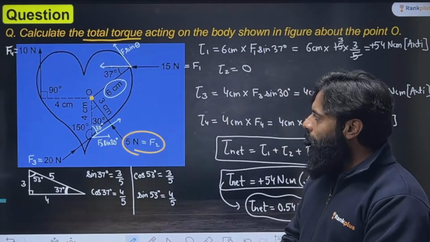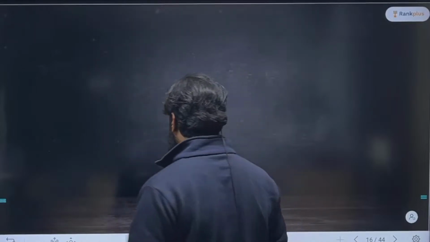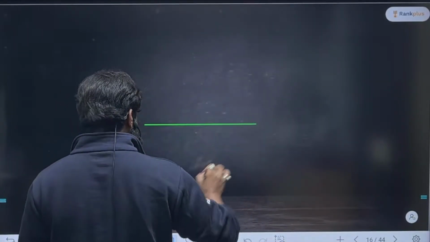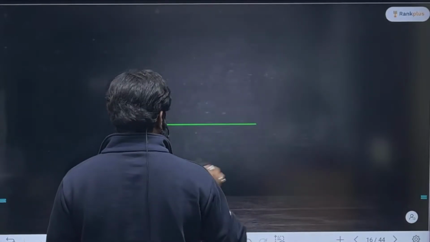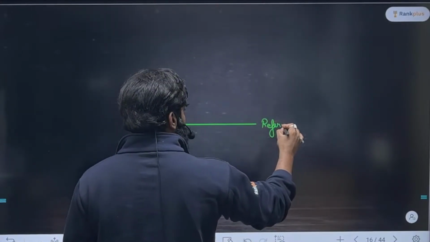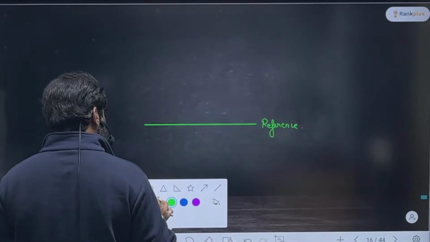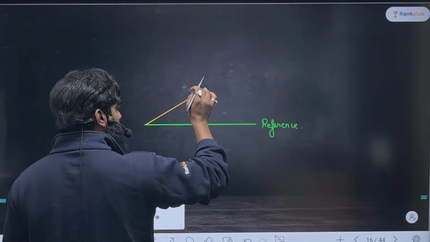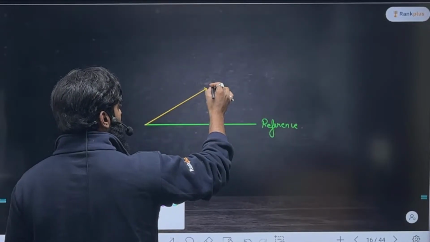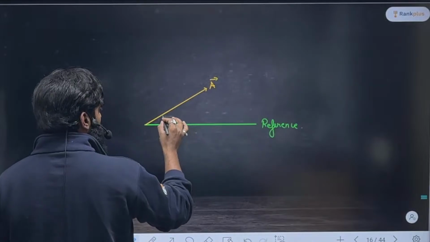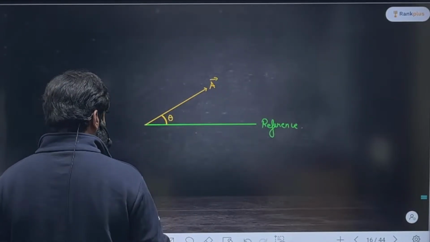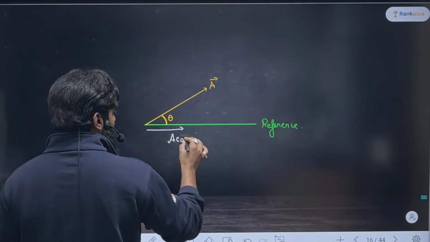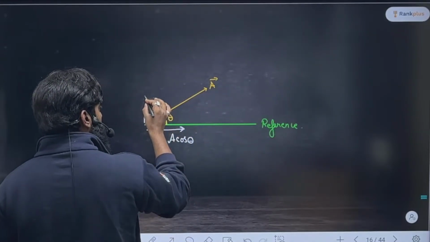Like here, what I am doing is, to get the component, we must have one reference. I'm taking the reference as this. And from this reference, I'm taking another vector here. This vector could be the velocity, the displacement, the force, anything. I'm considering it as a general vector A. And there is an angle theta. Then what will happen if this is moving here? So I'll be getting A cos theta here, and here I'll be getting A sin theta.